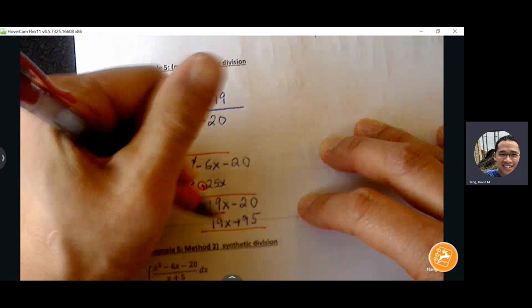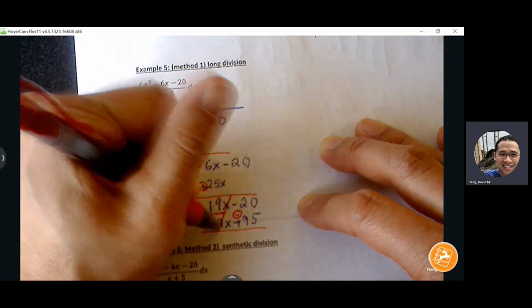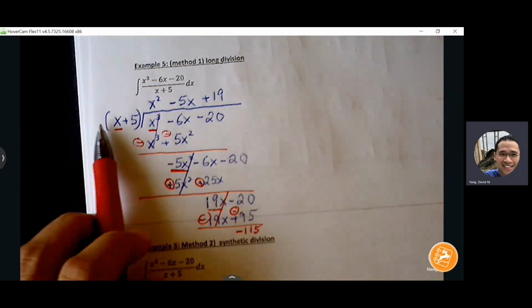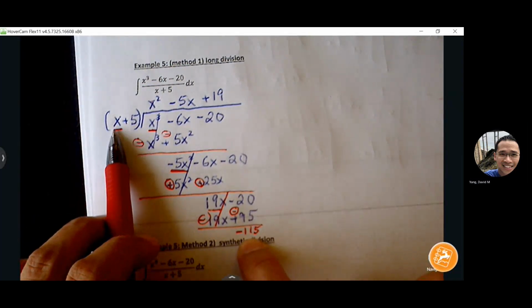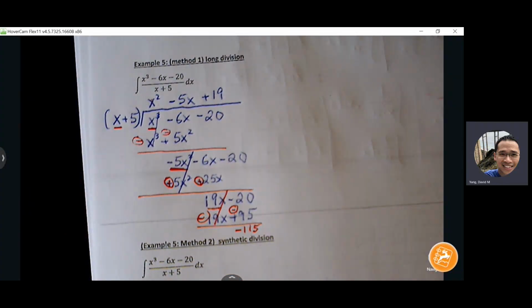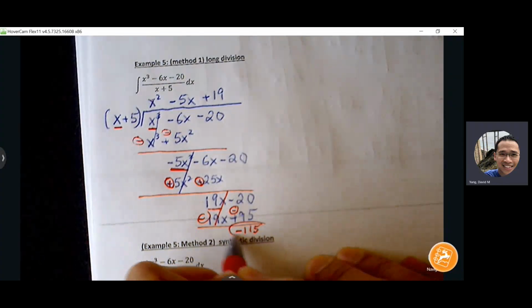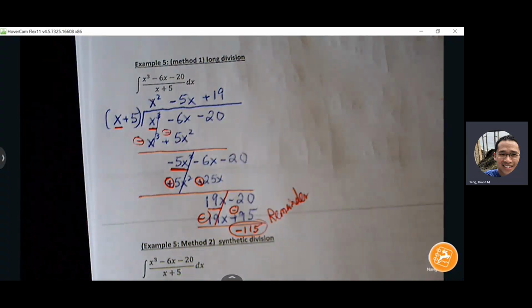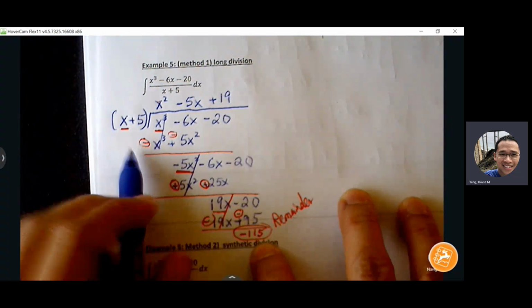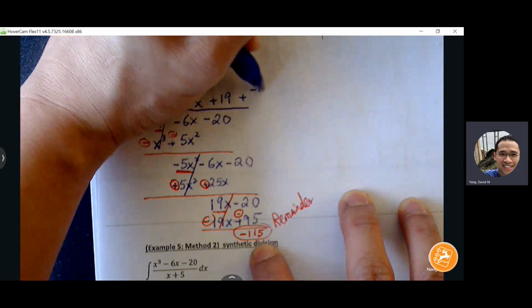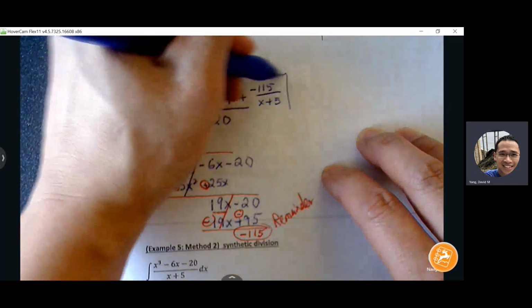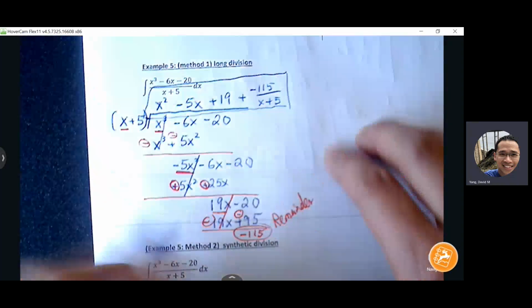Okay, draw your line, change your signs. 19x goes away, and we end up with negative 115. Now, can x go into negative 115? So now the degree is too low, right? We're not able to get a matching degree. So what do we call this? The remainder. The remainder is whatever doesn't divide out any further. So we say plus negative 115 over x plus 5. Now, this is not the answer, but this does produce something that's easier for us to find the integral for.